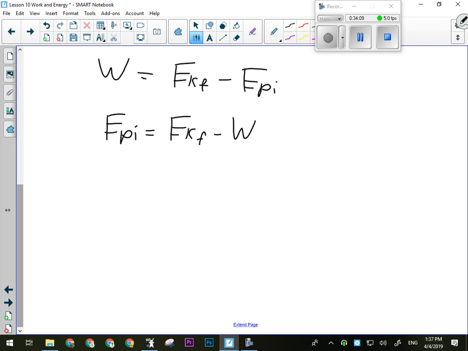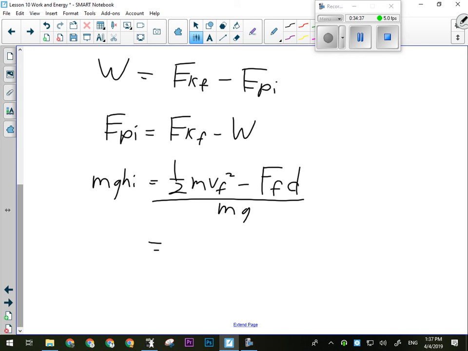So now I'm just going to put in my formulas. This will be m times g times h initial equals 1/2 m v final squared minus the force of friction times the distance. And I do have to keep in mind here that the force of friction is negative. So I'm going to have to solve for h initial. So what do I have to do with the mg? Divide both sides by it. All right, so there's my final formula.